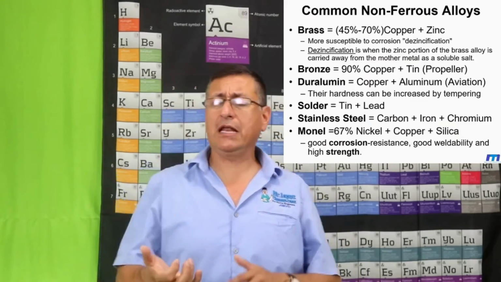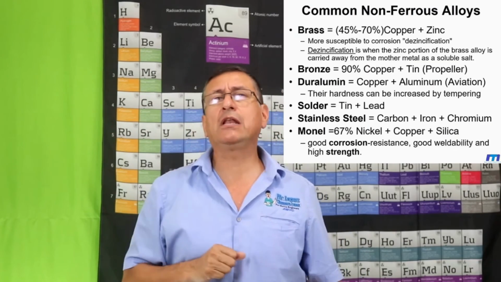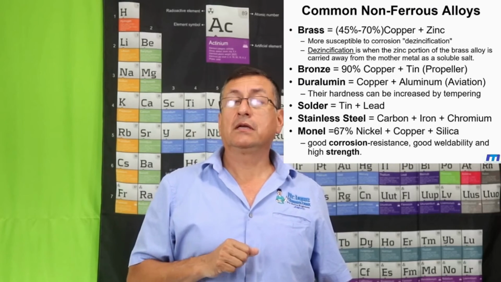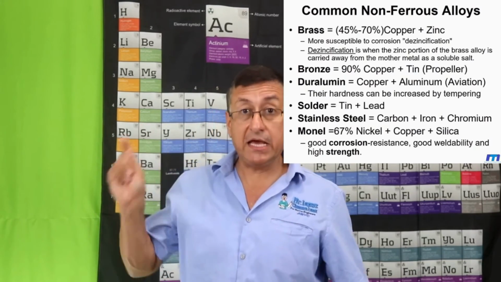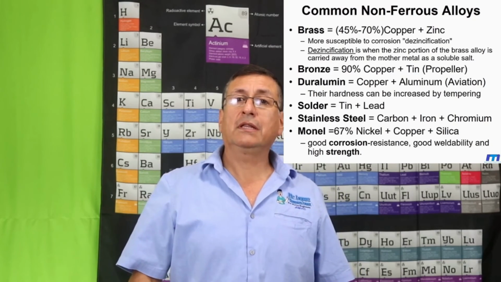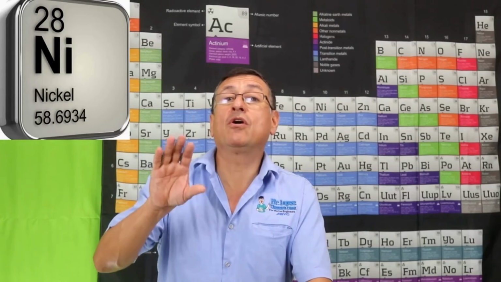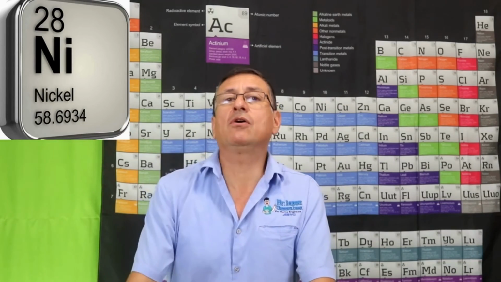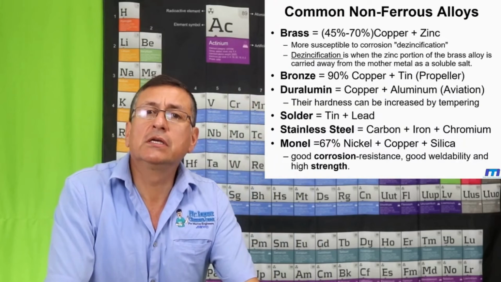In non-ferrous alloys, alloys of copper, alloys of aluminum, alloys of magnesium, the non-ferrous metals are corrosive. Less than iron, but they are corrosive. The only metal in a non-ferrous alloy that inhibits the corrosive properties is nickel. According to the amount of nickel in the non-ferrous alloy, the alloy could be non-corrosive. Yes, we are going to study a lot of non-ferrous alloys.